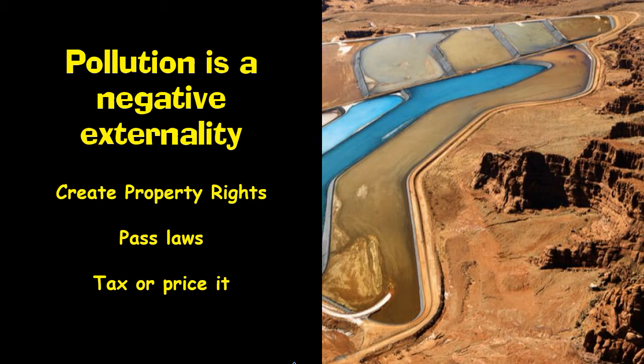Okay? Number two, we can pass laws that just say, look, you can't do that, you can't dump it in the ocean, this is what you have to do with it. And three, we can put a tax on it or attach a price to it, and then they have to pay either the tax or this price to deal with that, and that will change their behavior.